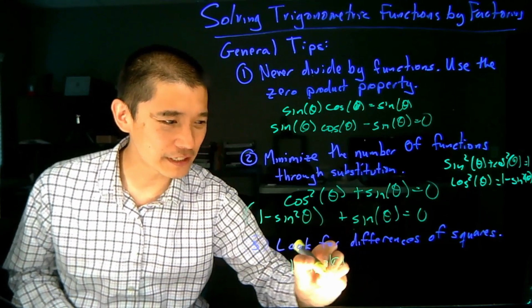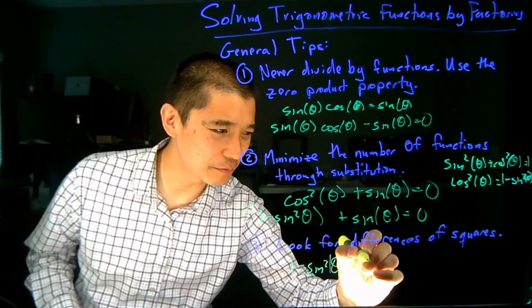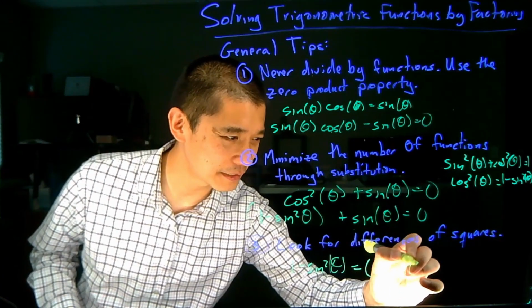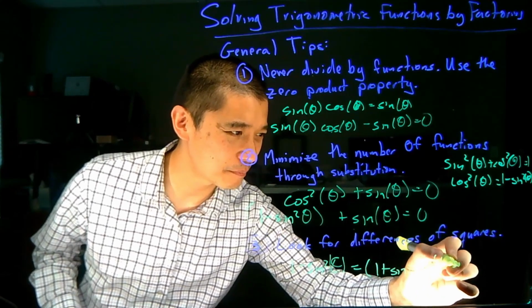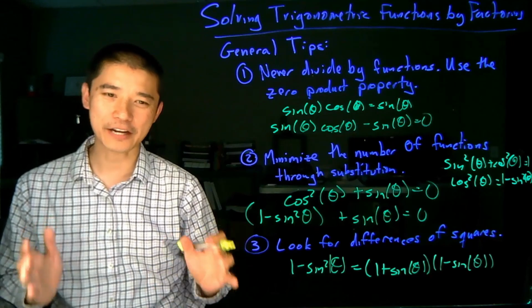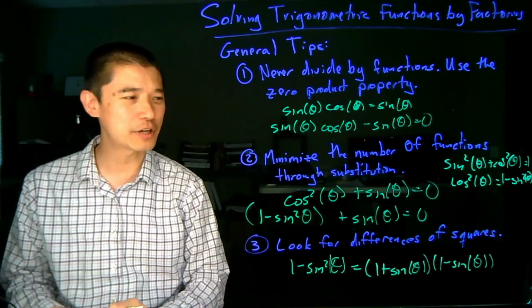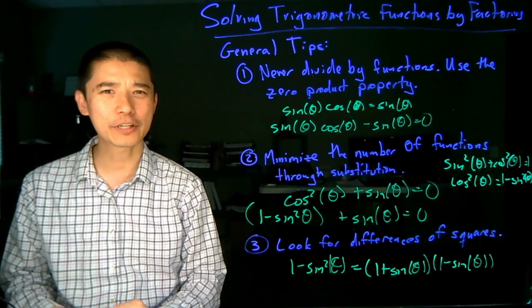And it's important to recognize that this is a difference of squares. This is 1 squared minus sine squared, which can be written as 1 plus sine theta times 1 minus sine of theta. And this will come in handy many times when you have fractions and you're looking for something to reduce. Look for this type of pattern. It'll come up more often than you think. And so here are some quick tips, and we'll go to an example.